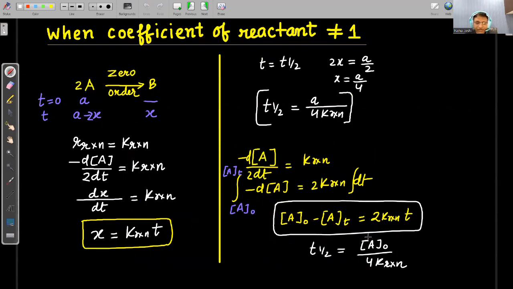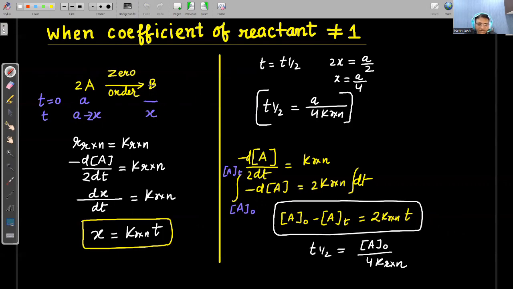When coefficient of reactant is not equal to 1, ये जेईई एडवांस और मेंस दोनों में पूछा जा चुका है क्वेश्चन, और ये 2-3 साल पहले से ही पूछ रहे हैं. Most of the time when they are asking in JEE mains and advance, they are taking the coefficient of the reactant is equal to 1. Now they have changed. They are taking the coefficient as different from 1, right?